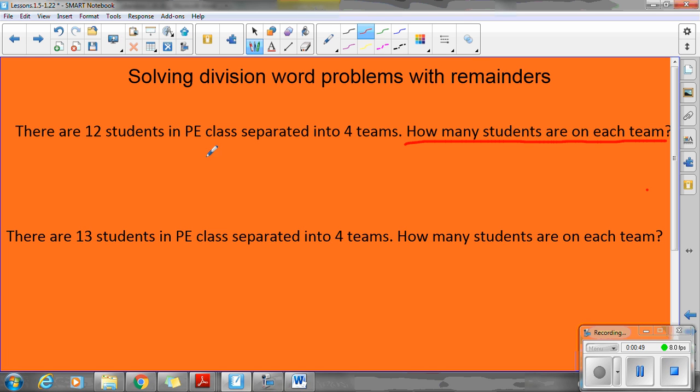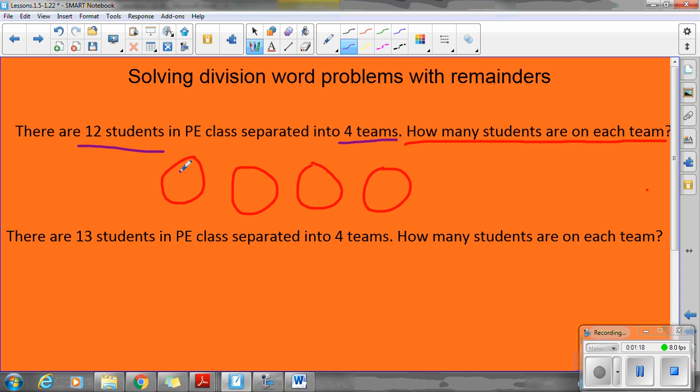What we want to do is make the 4 teams. So here's my 4 teams. And I want to put a student on each team, one student at a time on each team until I get to the total number of students. So in this case, my total is 12 students. That's what I know. I also know there's 4 teams, and I know that I'm putting them equally on teams.